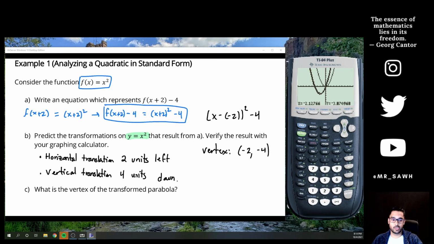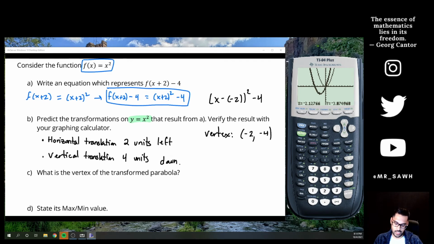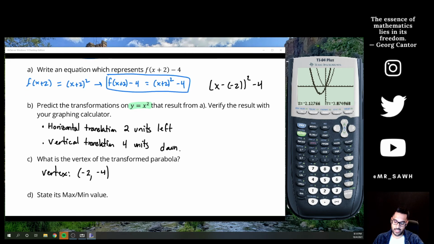So we predicted our transformations. It looks good. We've got our vertex, and it comes straight from our equation, like we said. So the values here, the numbers that we used, are going to tell us our vertex in this equation. So in this standard form of a quadratic equation, this will essentially tell us the vertex every time. The vertex, we stated it already, so let me just move this to where it's supposed to be. So there it is. There's the vertex.